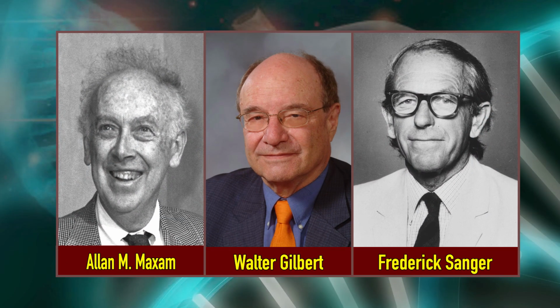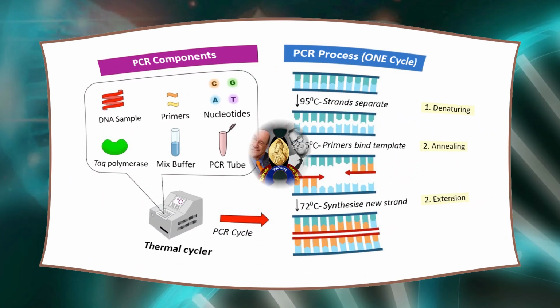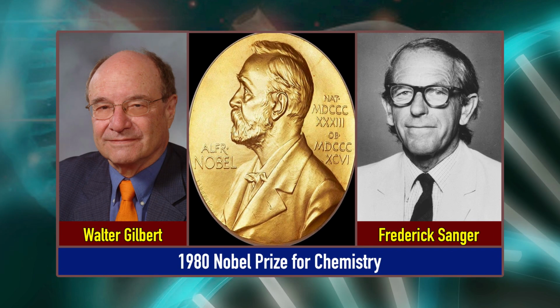In the 1970s, American molecular biologists Alan N. Maxam and Walter Gilbert and English biochemist Frederick Sanger developed some of the first techniques for DNA sequencing. Gilbert and Sanger shared the 1980 Nobel Prize for Chemistry for their work.